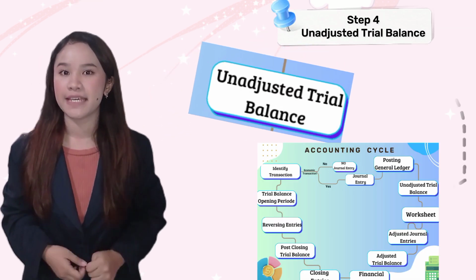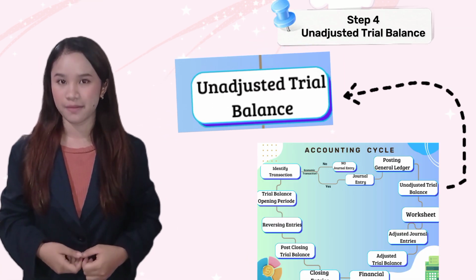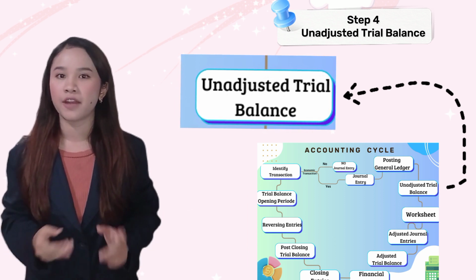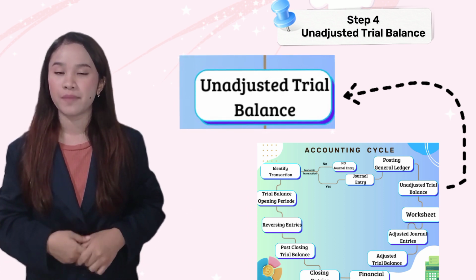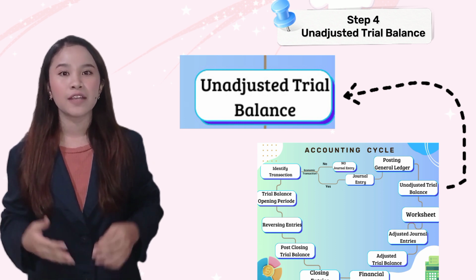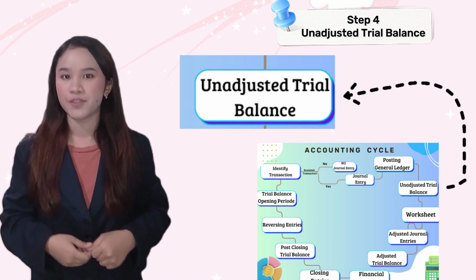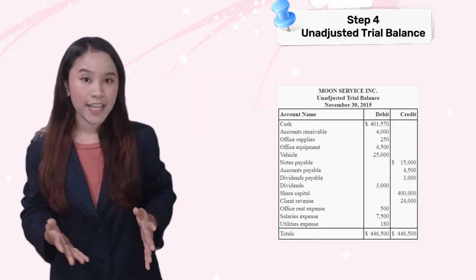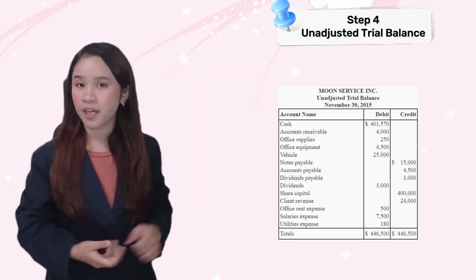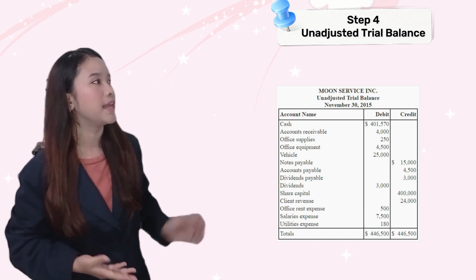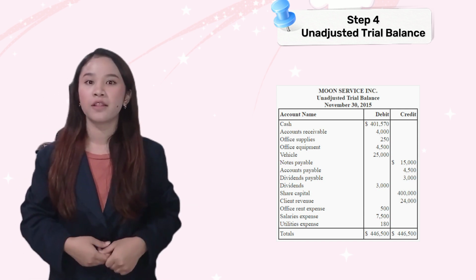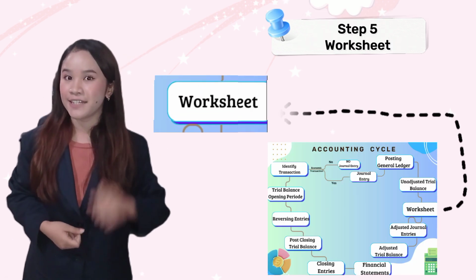The fourth step is preparing an unadjusted trial balance. After compiling the ledger, the accountant will make a summary before the adjusting journal entries, in a trial balance. A trial balance is a bookkeeping or accounting report that lists the balances in each general ledger account.